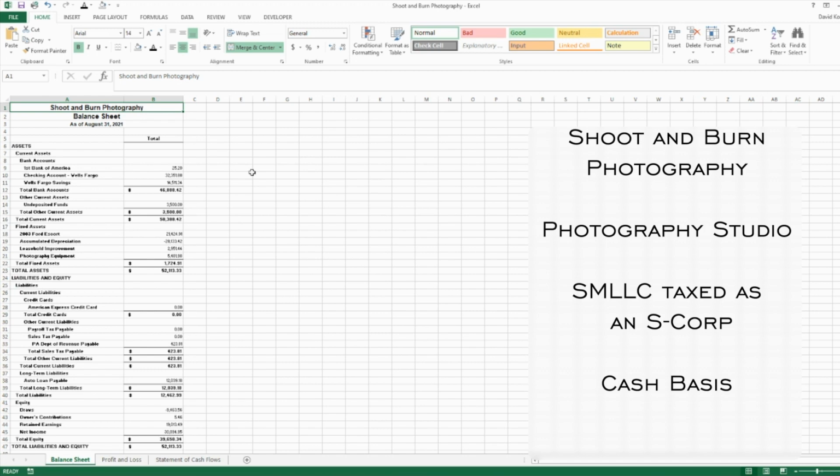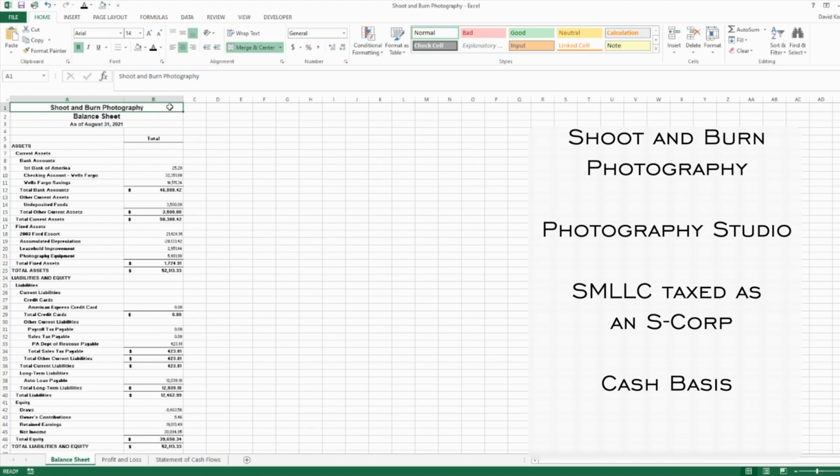Once we look at the profit and loss, you'll see a couple different things show up there that are related to the owner paying themselves. And they're also a cash basis taxpayer. So you notice that on the balance sheet here, we don't see any accounts receivable or accounts payable, because those are all related to accrual basis taxpayers. And this entity is a cash basis taxpayer.